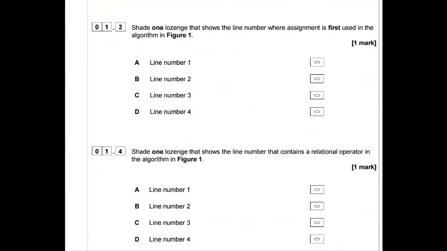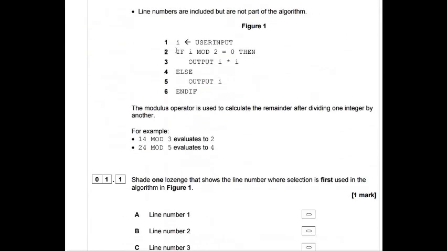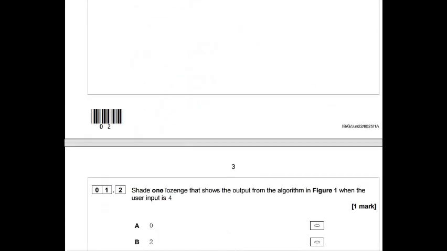Let's go into part 4. We need to shade one lozenge that shows the line number that contains a relational operator in the algorithm in figure 1. So it would actually be line number 2. Line number 2 is where we've got the if, the mod, and the then statement.